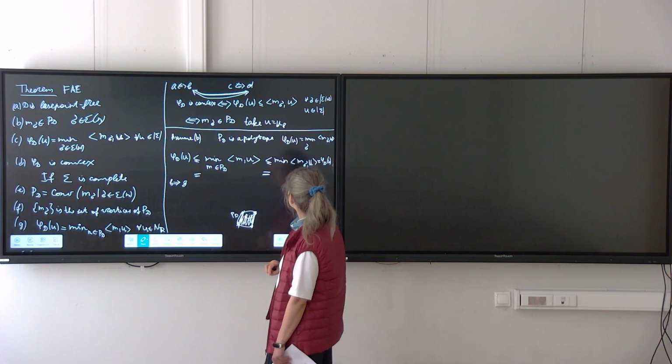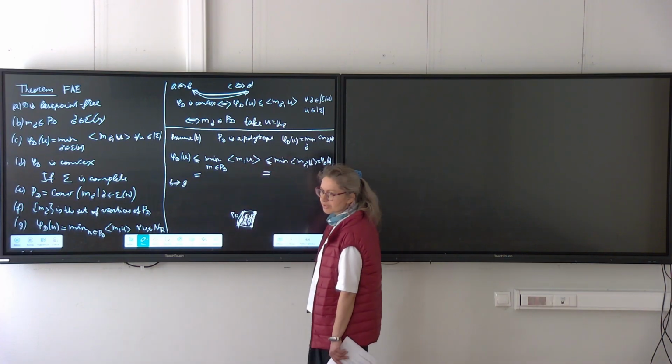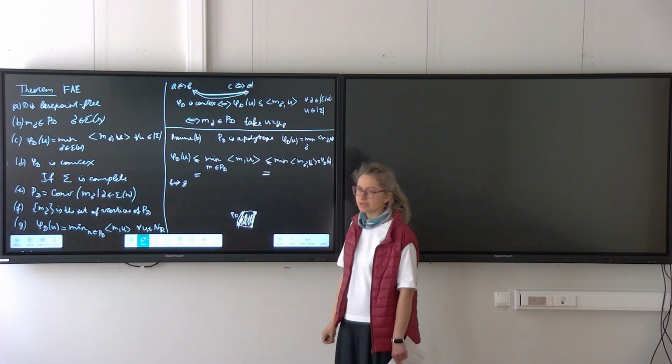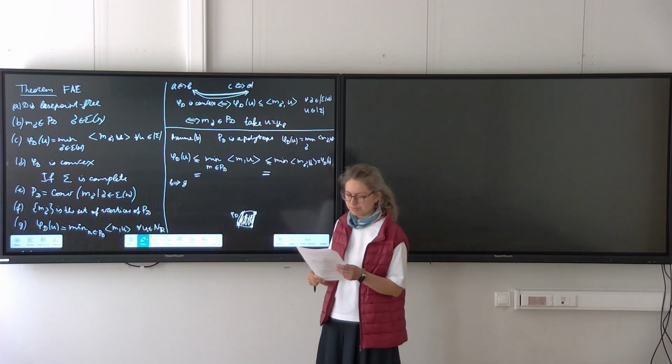Okay, but we have phi D of u on one hand and phi D of u on the other side. So in between we have equalities. So we have shown G.